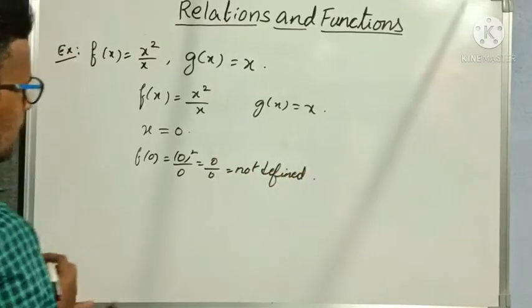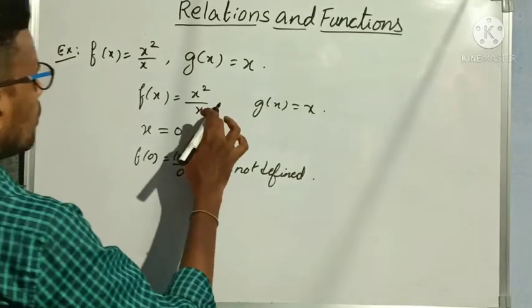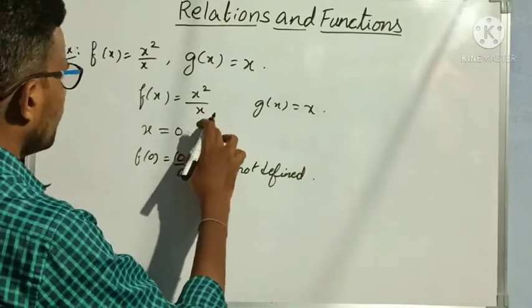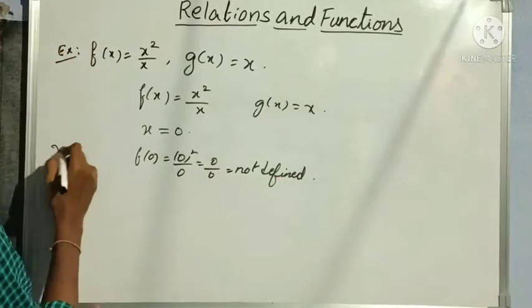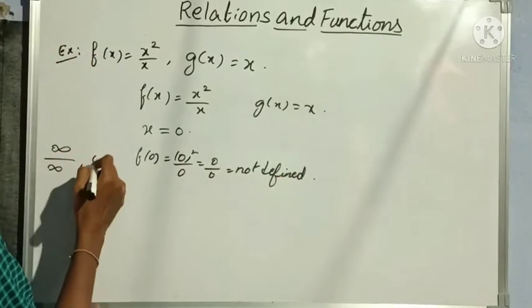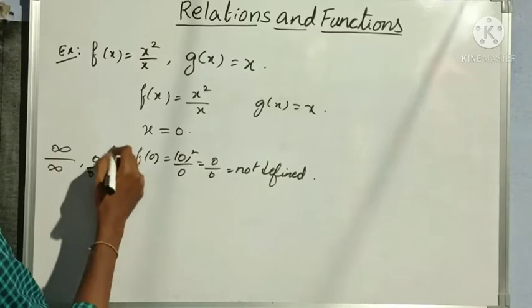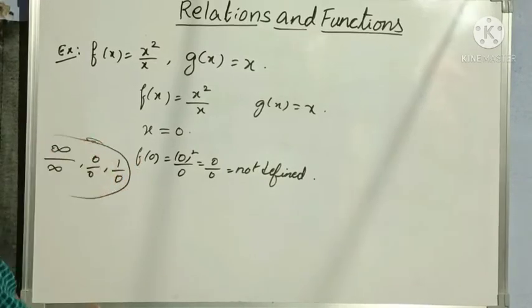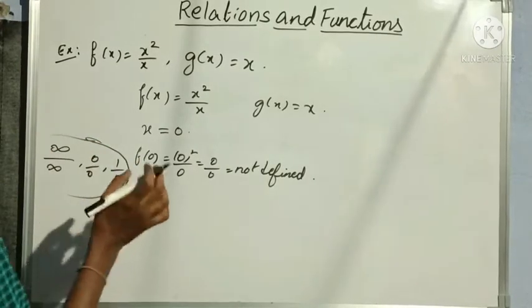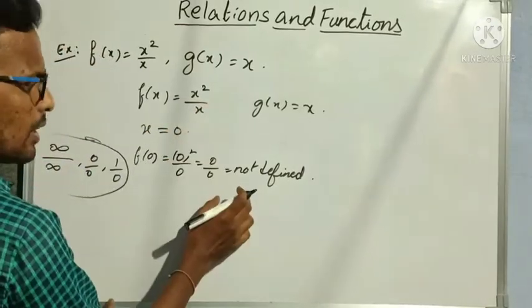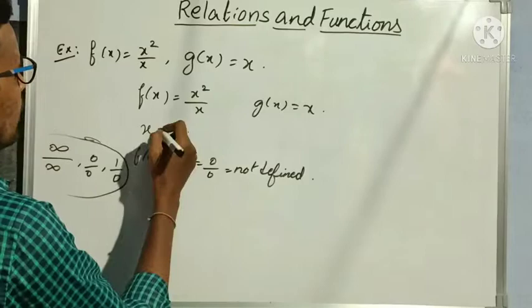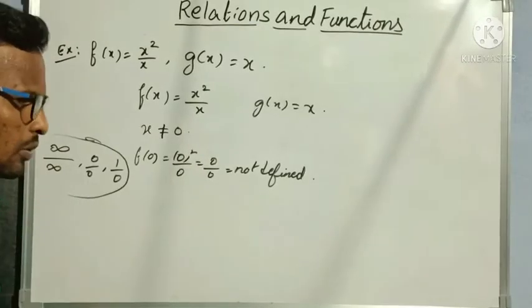Okay, means if I substitute 0 here, my value of f of 0 is becoming 0 by 0. 0 by 0 is not defined. So infinity by infinity, 0 by 0 and 1 by 0, all these values are not defined. So we have to see that function, we have to give the domain such that its value is never not defined. Understood? So here x not equal to 0.